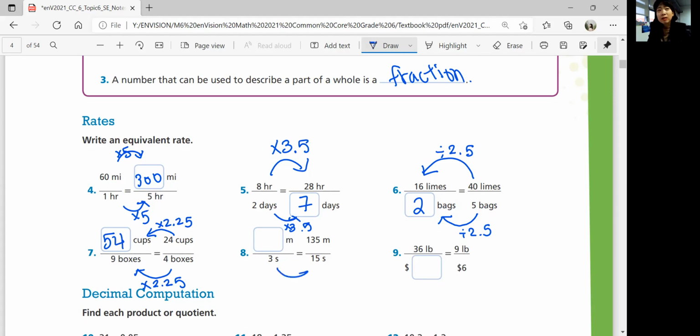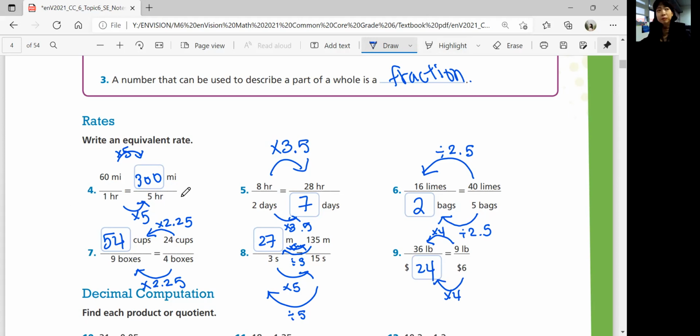Okay, in the same way, number 8, 3 to 15, multiply by 5, right? So from something to 135, you have to multiply by 5. Or 135 divided by 5 is 27, okay? If you go backwards, that's divided by 5. So 135 divided by 5 is 27. All right, 9 to 36, you multiply by 4. So 6 times 4 is 24.